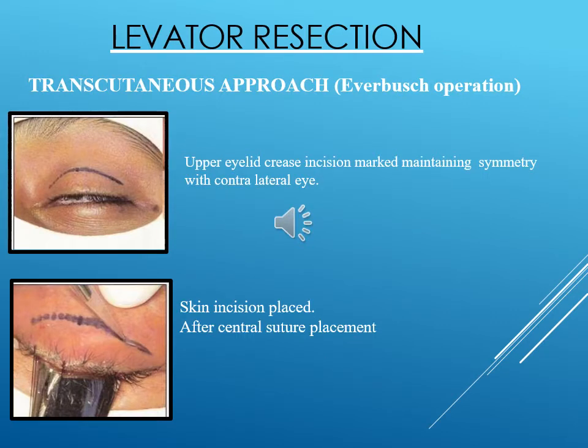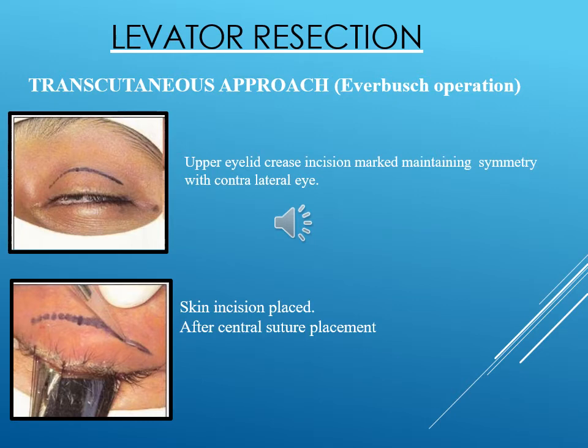Now the next procedure which we will be discussing is the levator resection, and we will be discussing the transcutaneous approach or the Everbush operation. Firstly, starting with the anesthesia. A frontal nerve block is the preferred local anesthesia in adults, whereas general anesthesia is required in children.